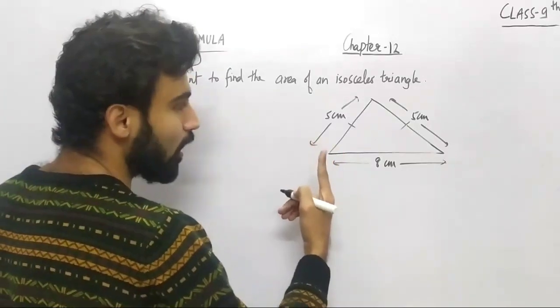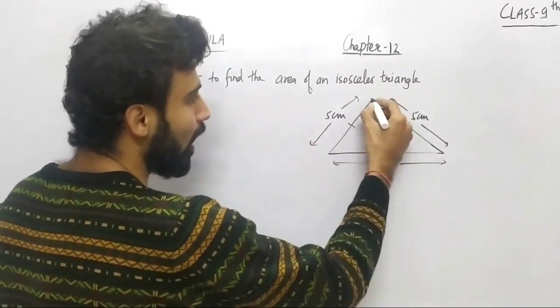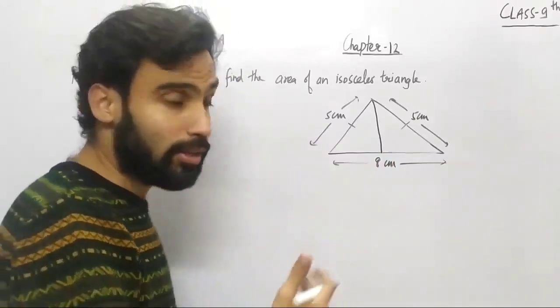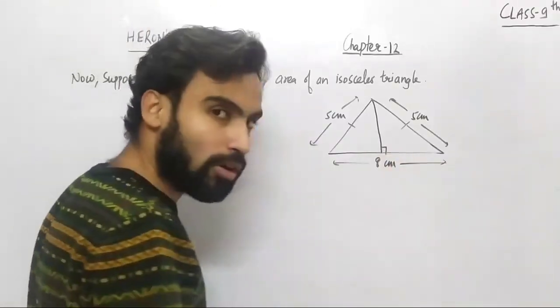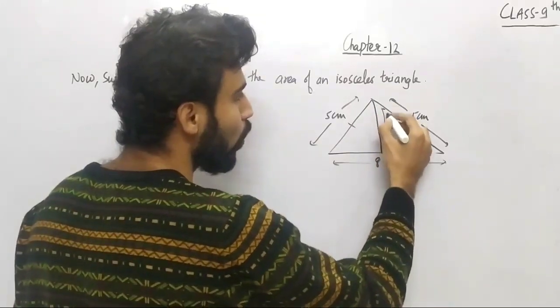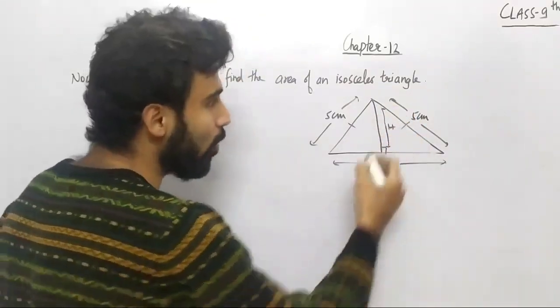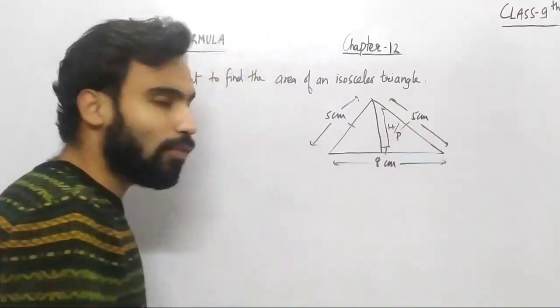Now the first thing is I have to draw the height of this triangle to apply the formula half into base into height, you can see, right? So I have drawn the perpendicular here. You can see now we don't know the length of this height, right? Or you can say the perpendicular. So how will we find out this perpendicular?